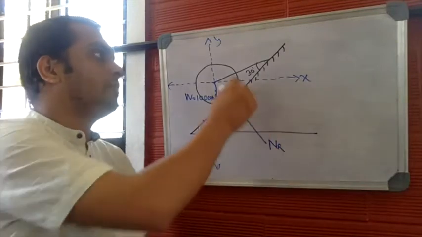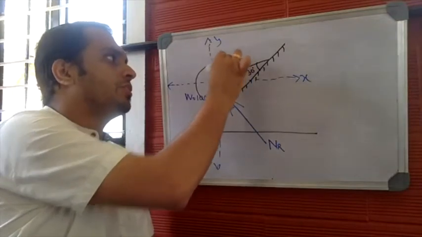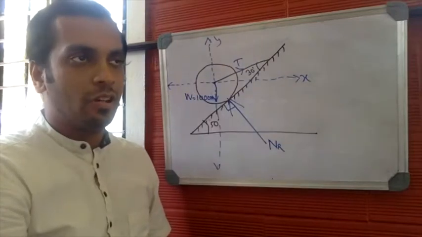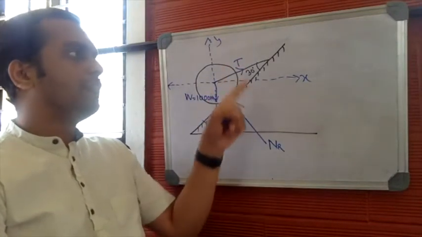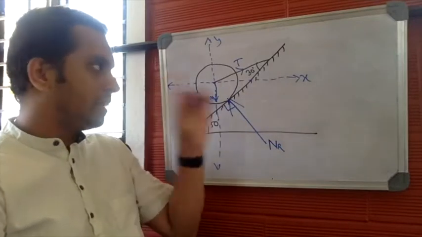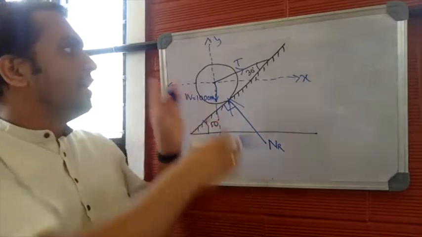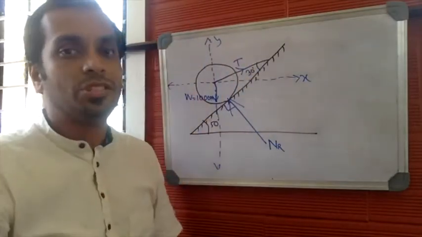The next force to mark is the tension. Tension through the string will always act away from the body. Now you have marked all the forces. Next step is to rearrange all the forces and redraw only the coordinates and forces separately.